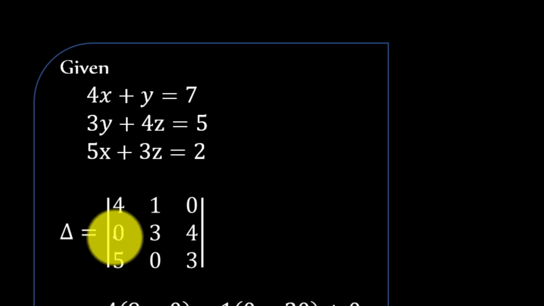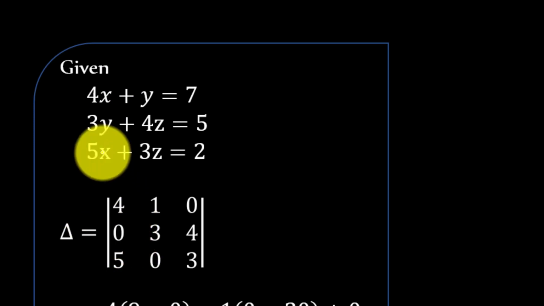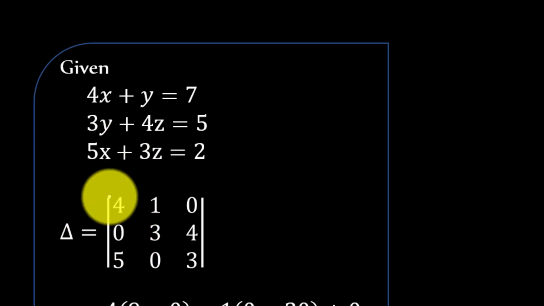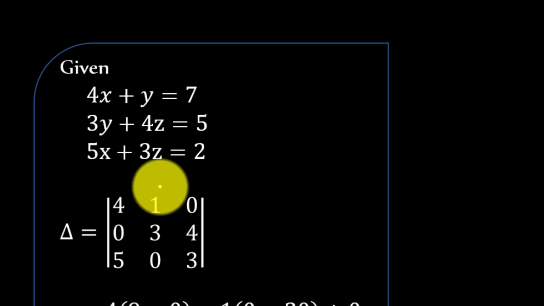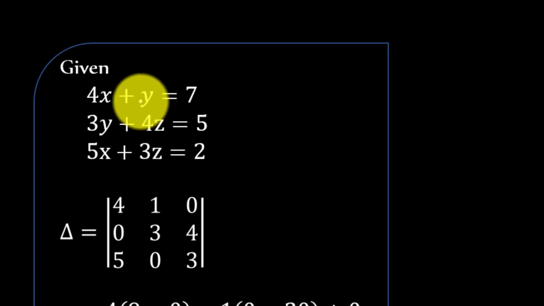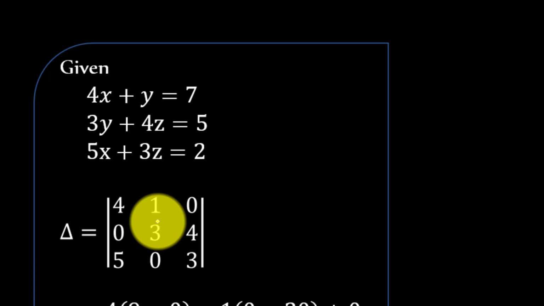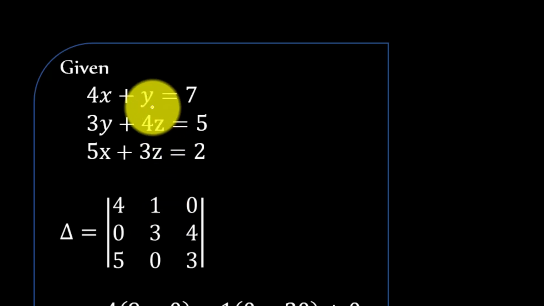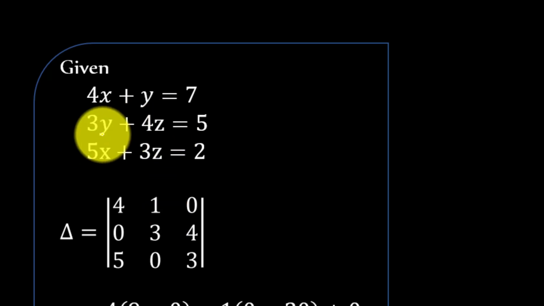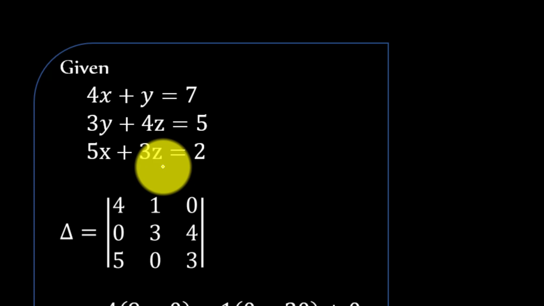In the first one there is no x, that's why the second element is 0, and in the third one x is there, 5 I have written. And if you observe the second column, the y coefficient, in the first equation y is there, coefficient is 1, in the second one the y coefficient is 3, and in the third one there is no y value at all. There is no y value means what? That value is 0. That is what you have to understand.